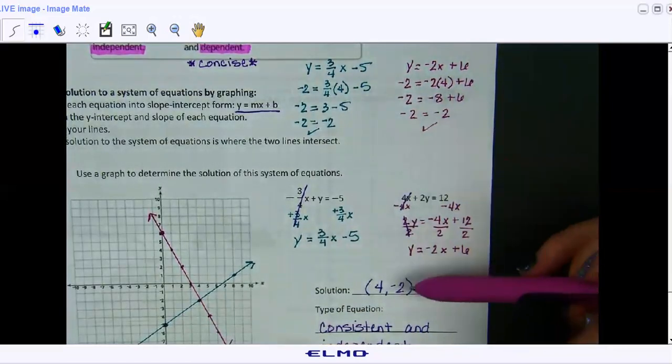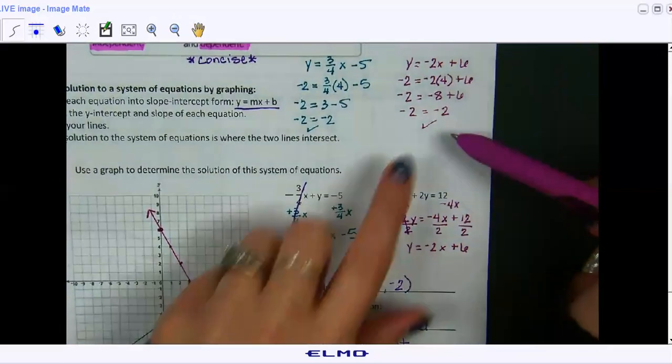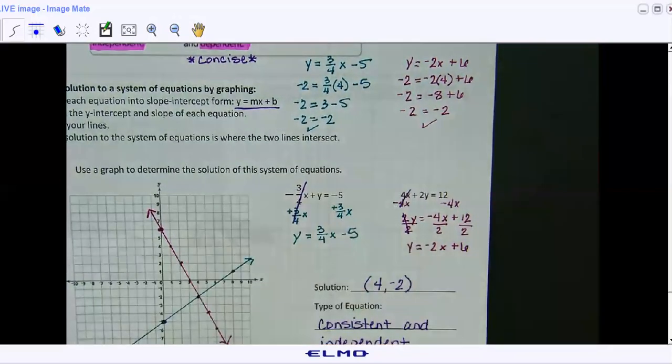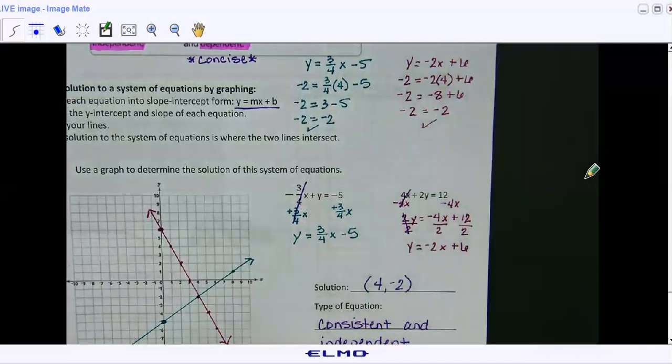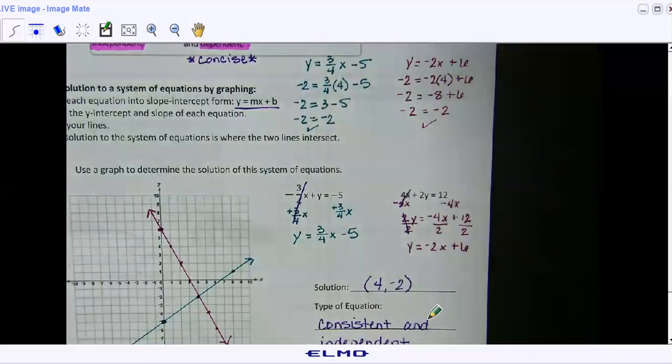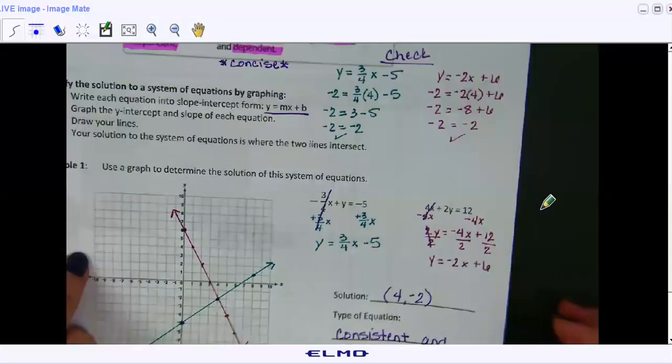Once I plug my ordered pair into the second equation, I can see that it's true. Since it's true for both, this is an accurate solution for both of these equations. If it comes out not true, that means you did something wrong and you need to go back and fix it and see where you went wrong. That's only if you check it, and I'm not requiring you to check these. Okay, so we're going to move on to the back.